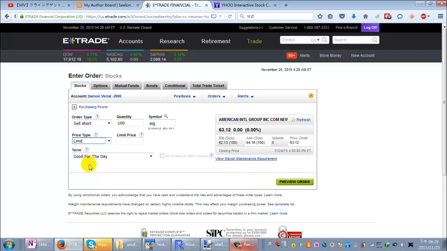But you generally want to get the best price for whatever you're doing, for your money, because you have to have a margin account to actually short a stock. If you don't have this option right here, sell short, that means you need to contact E-Trade and say you want to be able to short stock. And they will say, okay, we need to upgrade your account to a margin account. Don't worry about the jargon. Just know that if you don't have this option, you got to call E-Trade and get that option. Okay? So you're going to do a limit price.